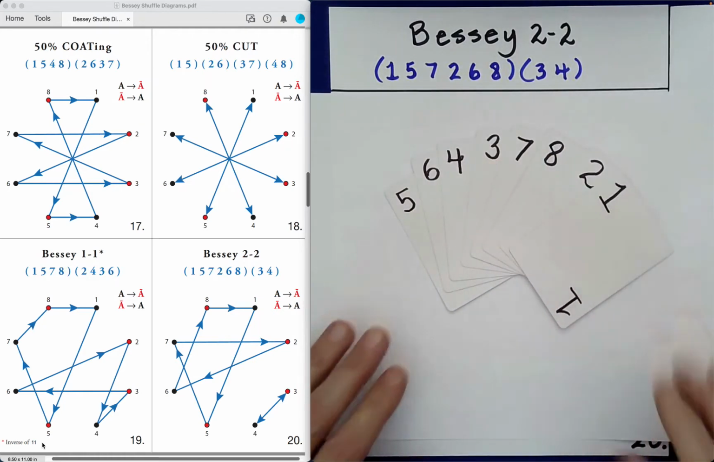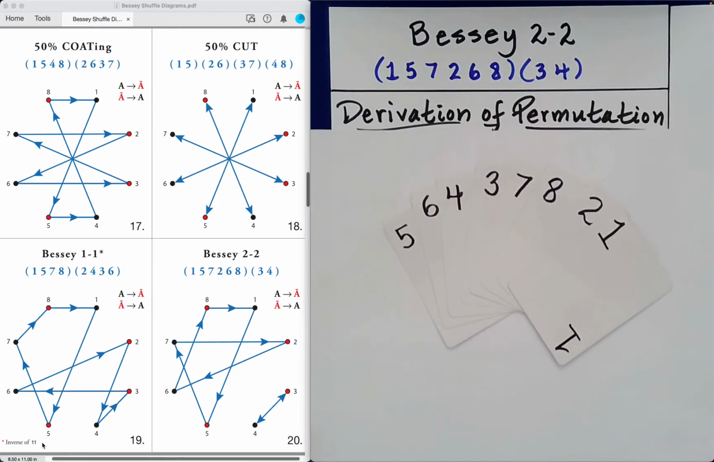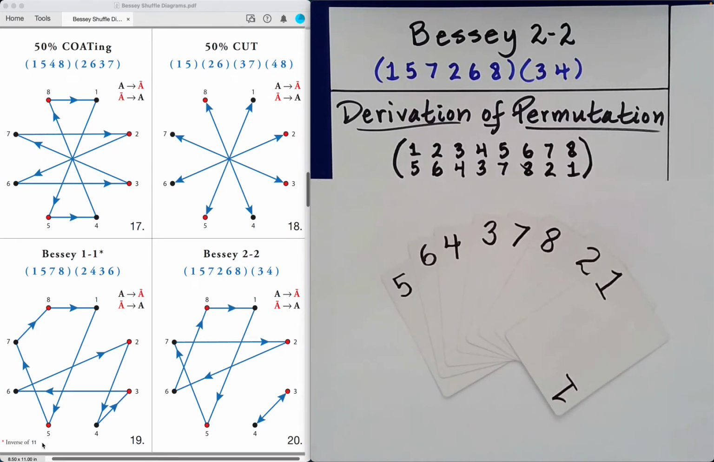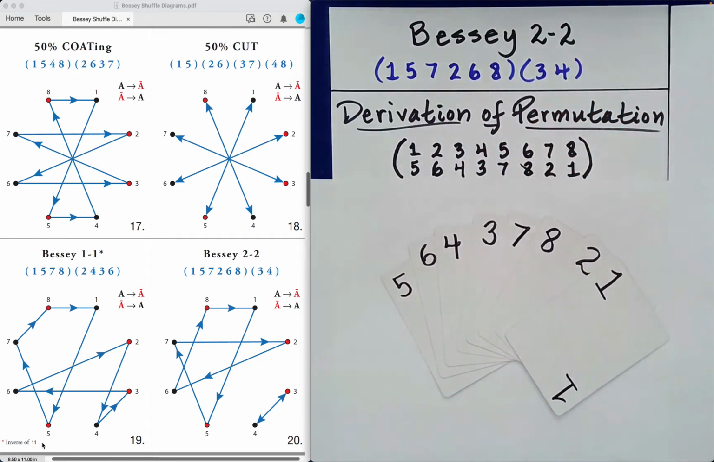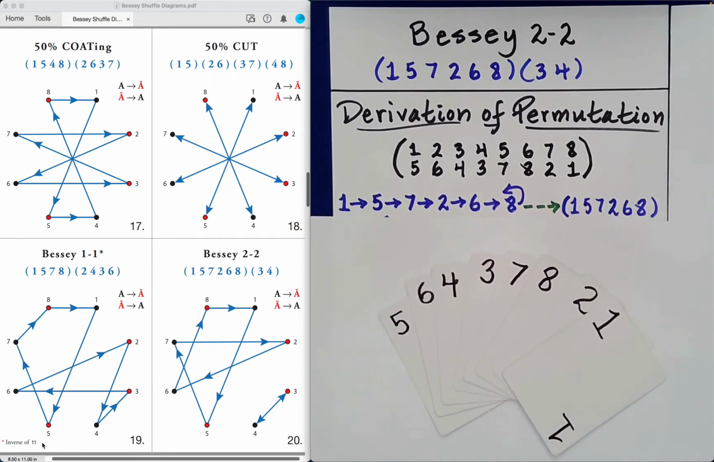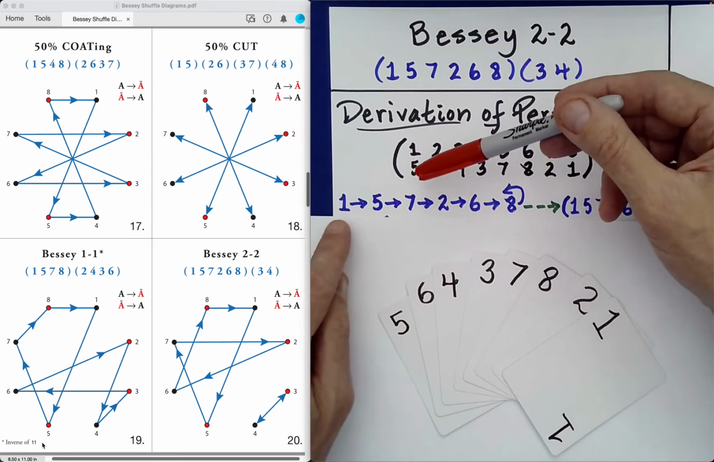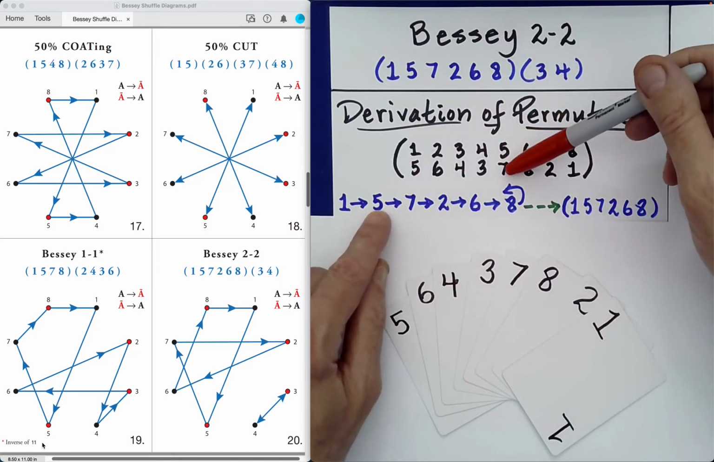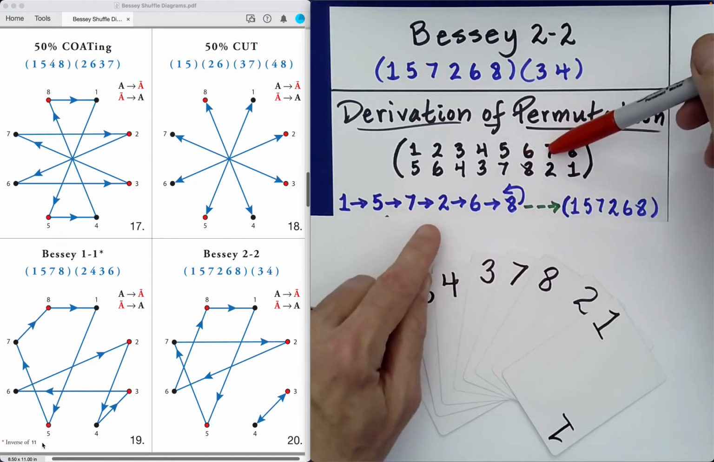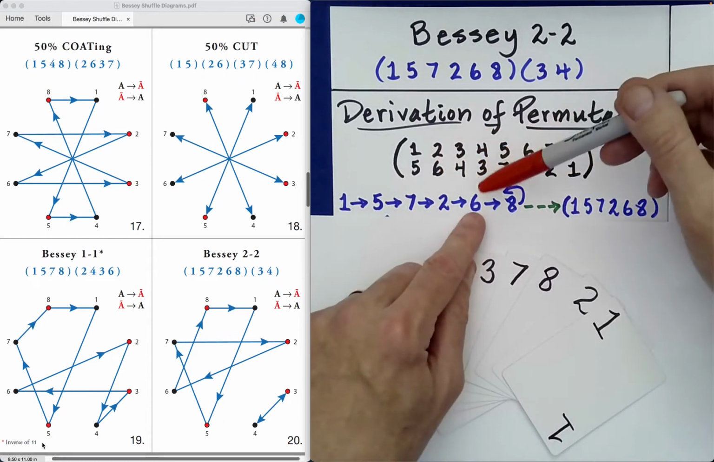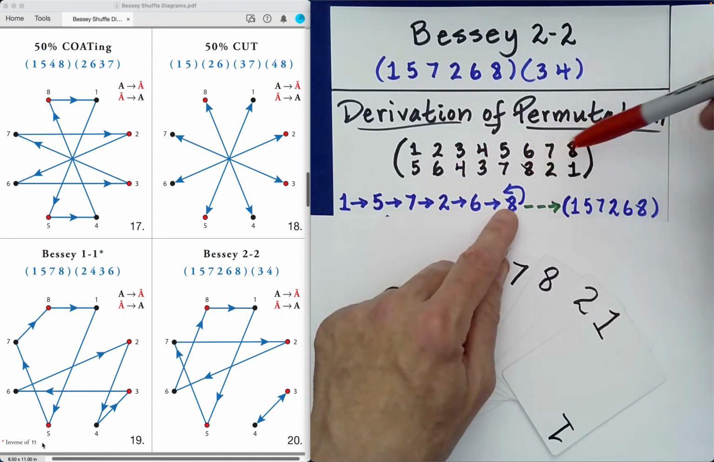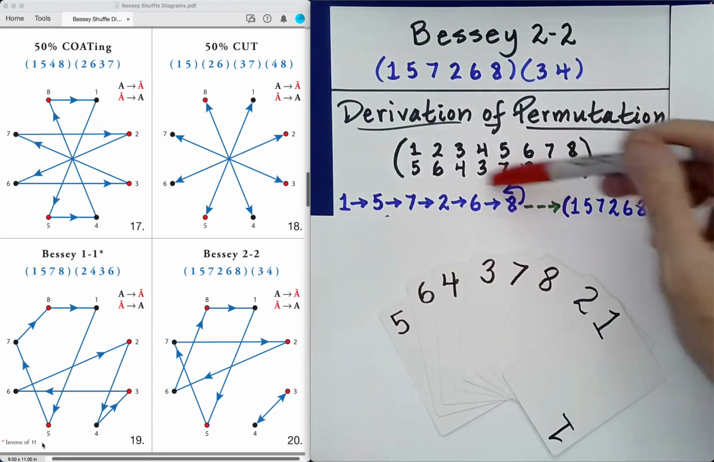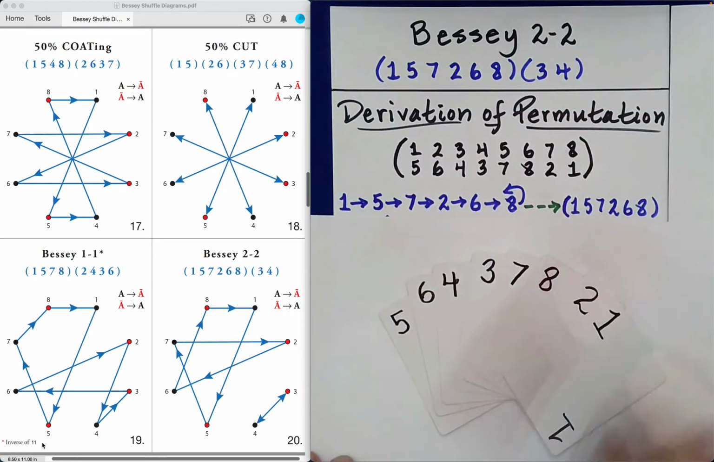And then if we describe this in Cauchy's two-line notation, we obtain the following. We see that the new ordering is 5, 6, 4, 3, 7, 8, 2, 1. And that two-line notation can be converted to cycle notation as follows. 1 goes to 5, so we have an arrow from 1 to 5. 5 goes to 7, we have an arrow from 5 to 7. 7 goes to 2. 2 goes to 6, so we have an arrow from 2 to 6. And then 6 goes to 8. And finally 8 goes to 1, which wraps around, so that completes a 6-cycle in this case.